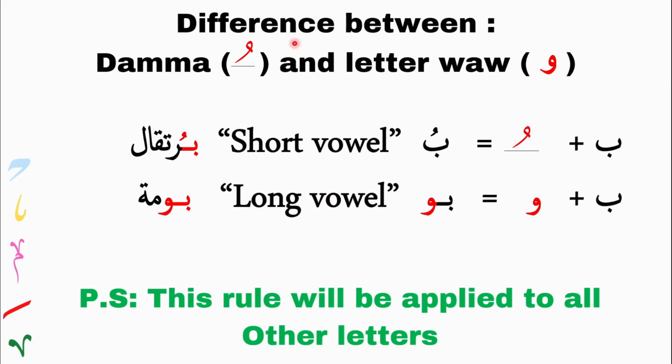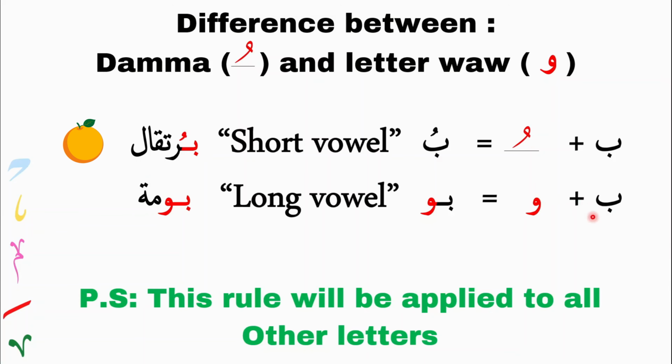Now, the difference between ضمة and the letter waw. They are sharing the shape and even the pronunciation, they are very similar. For example, again, if I have the letter ba with the ضمة, which will be put above, so it will be short vowel, and it sounds bu, as in the word برتقال, which means orange.